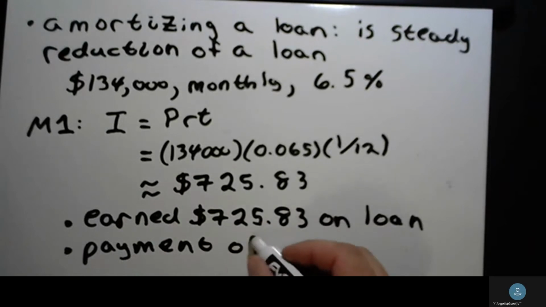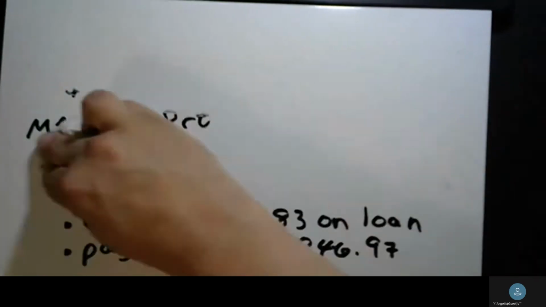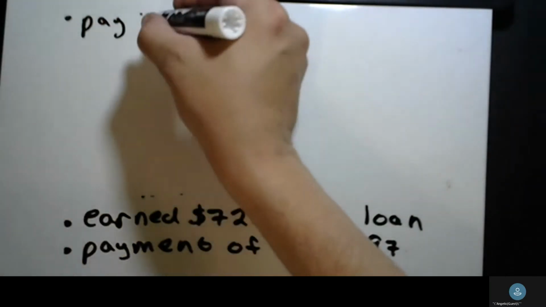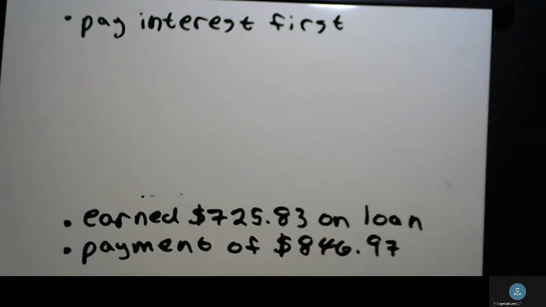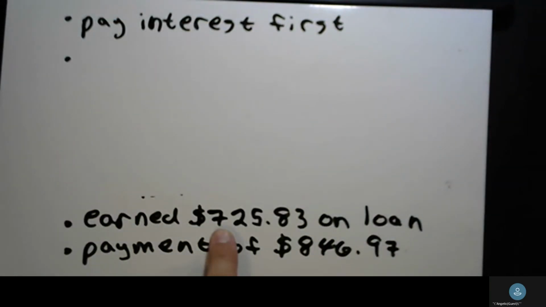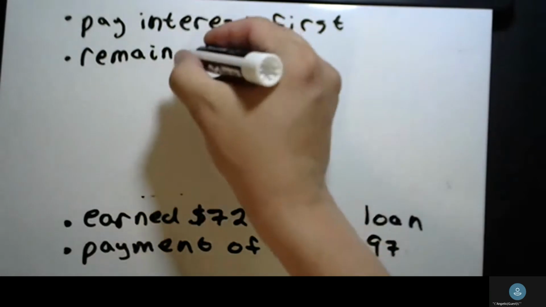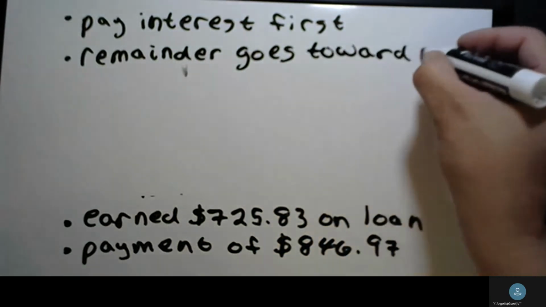And we figured out our monthly payment was $846.97. So this is what's going to happen. We're going to pay the interest off first. So that means most of our payment is going to be going to covering this interest. And then what remains, the remainder, goes towards the principal.